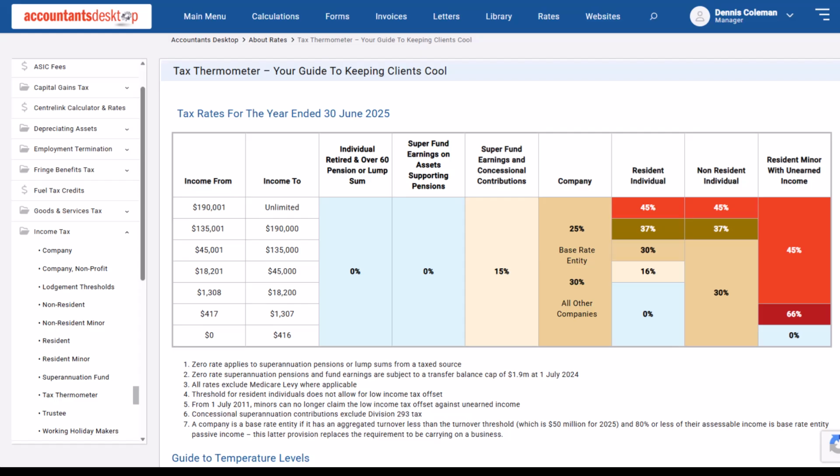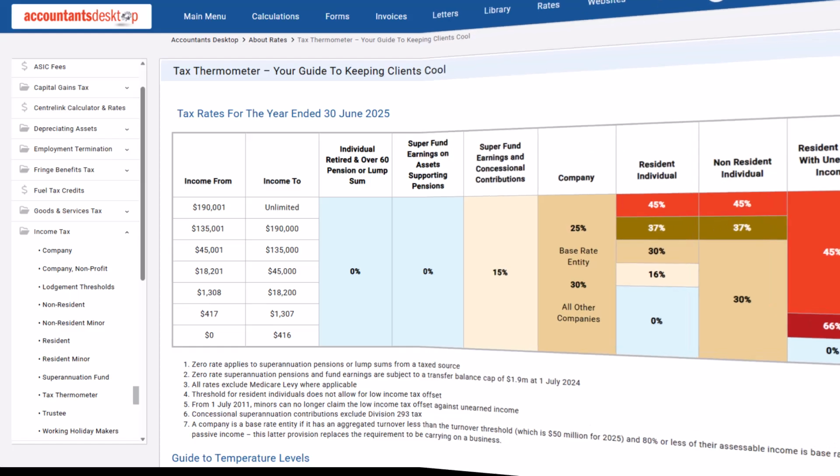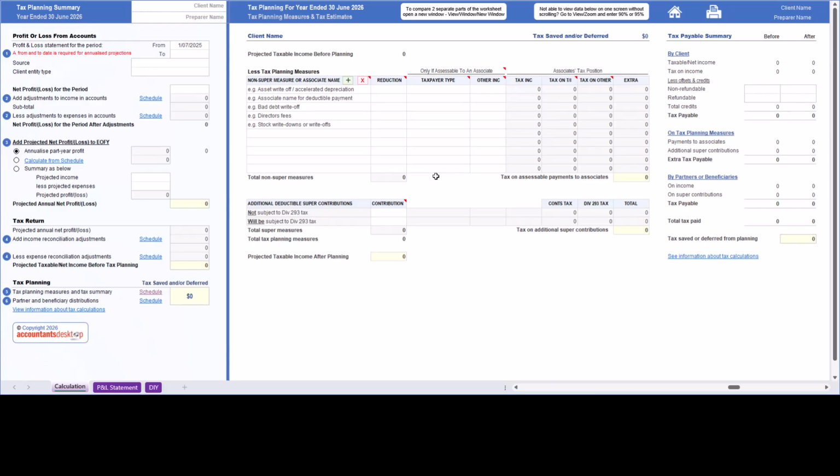Next, he meets with a small business client for some tax planning. He opens our tax thermometer page to show him a graphical illustration of the different tax rates applying to various entities. He then opens our tax planning calculator, which he had prepared for the meeting, to show the client projected profit to the end of the financial year, calculation of tax expected for the year, measures he is proposing to minimise the overall tax burden, and tax saved by these measures.